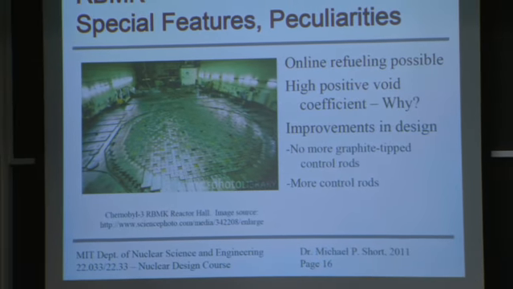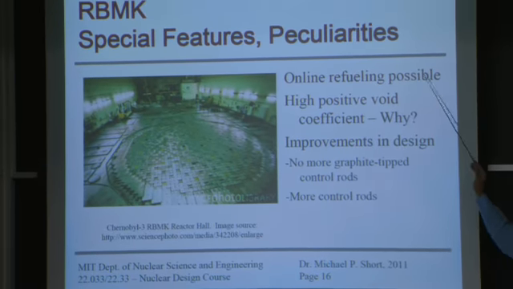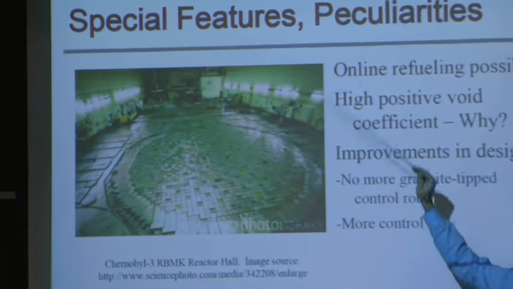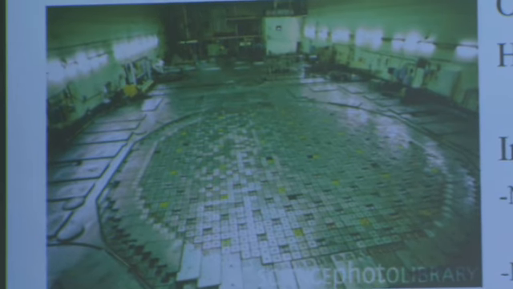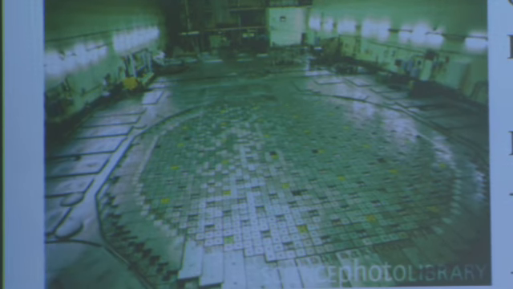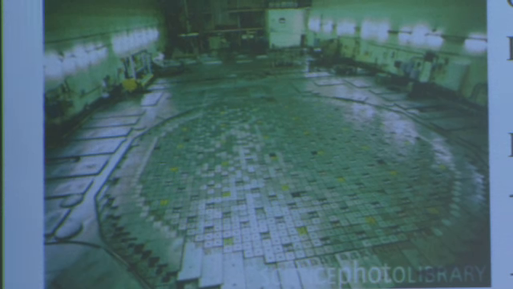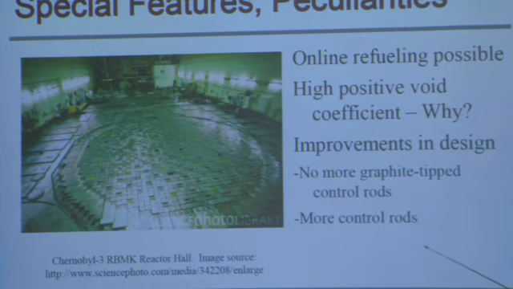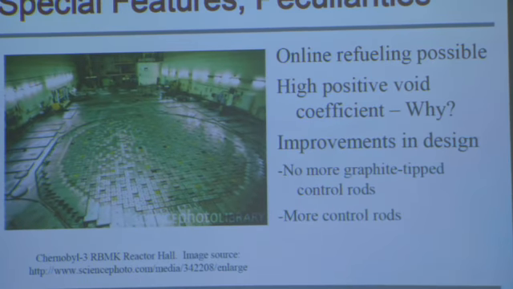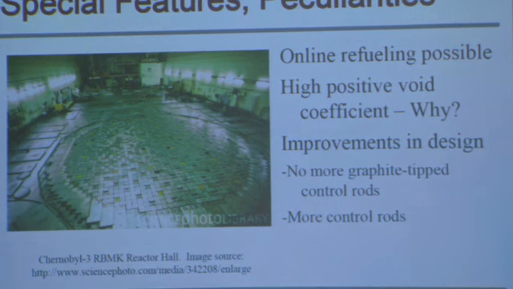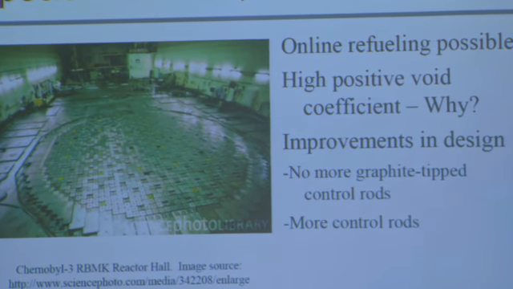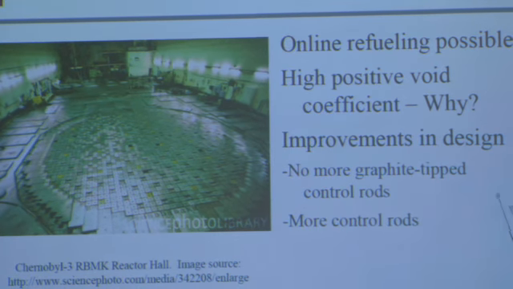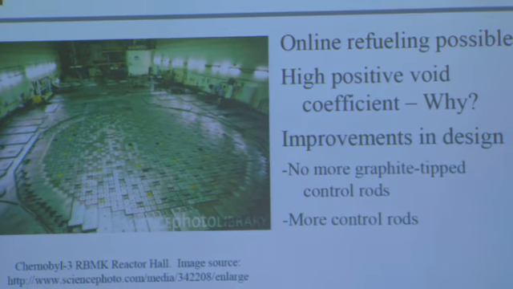It is possible to refuel online. These tubes here, a crane can come down, pull one of these tubes out, pop in a fresh one while it's running. So that's another plus of it. We already went over the high positive void coefficient. There have been improvements in design. There are no more graphite-tipped control rods. There are more control rods. And they've had to do a little bit of power downgrades and other things to make sure that the reactivity coefficient is still positive, but smaller, so it's more controllable. But like I said, good luck convincing someone in the US, let's build a whole fleet of these.